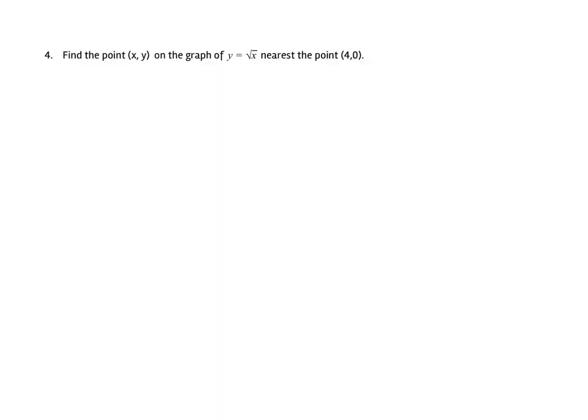My apologies for this video being long, but of course this word problem takes a little bit more work. And this is definitely the hardest problem. It says find a point x, y on a graph of y equals the square root of x nearest the point 4, 0, so we're going to have to graph this. So let's draw that graph. Square root starts here, it goes up and over like this. And this, remember, is the equation y equals the square root of x.